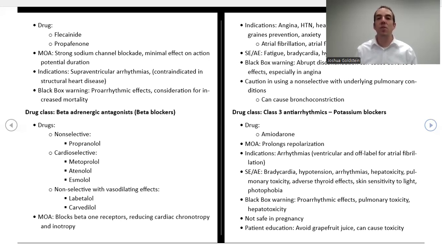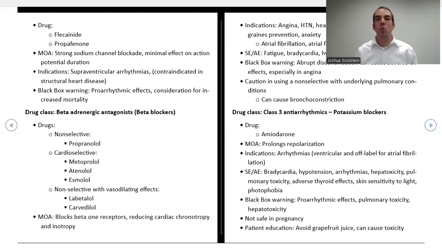We saw this for angina. We saw this for hypertension, where it's also coming up, if you haven't seen yet, the heart failure lecture. We also use this for migraine prevention, for anxiety, for a bunch of different things. When we're using it for arrhythmias, which is what we're talking about today, we use it for atrial fibrillation. We also use it for atrial flutter. The adverse effects of these, again, we've listed these over and over: fatigue, bradycardia, hypotension, all of those things.